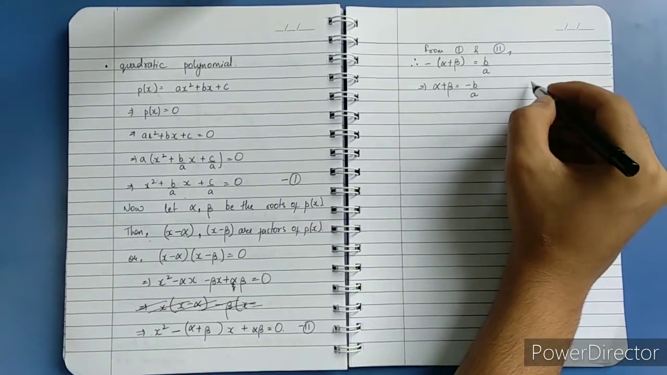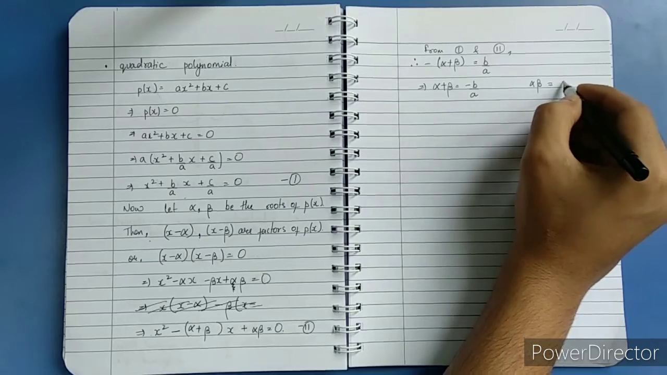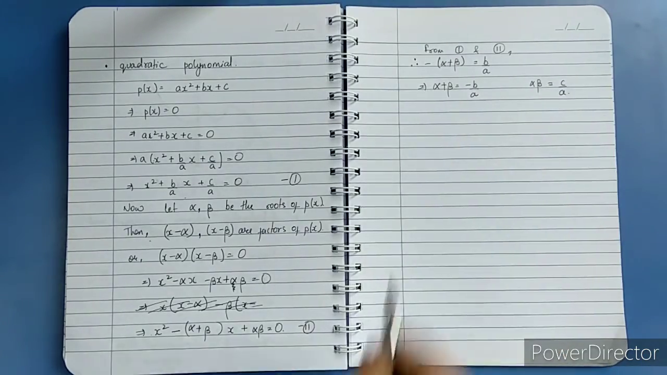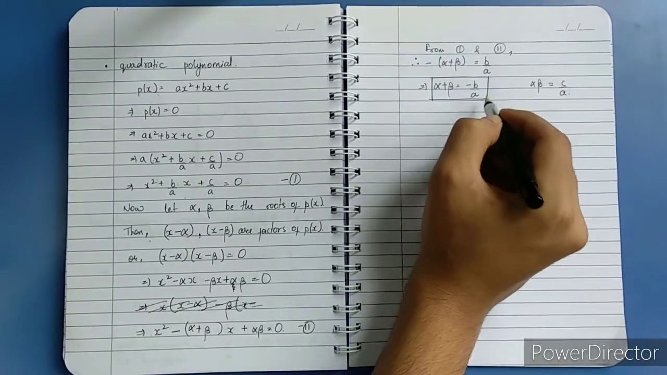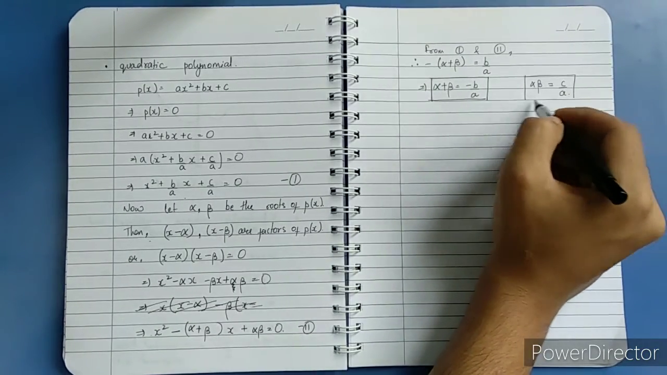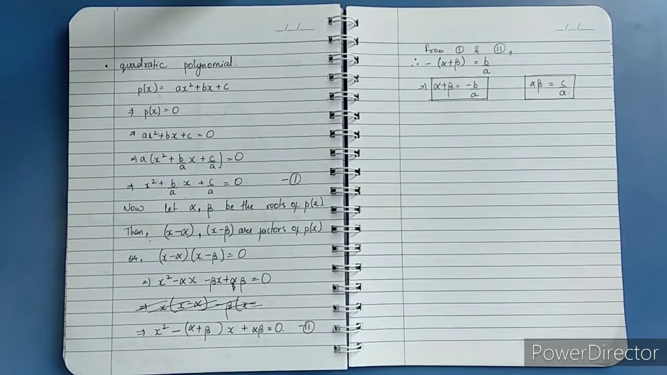So alpha beta should be equal to c by a. These two are the main objective of doing this: that the sum of the roots will be equal to minus b by a and the product of roots will be equal to c by a.